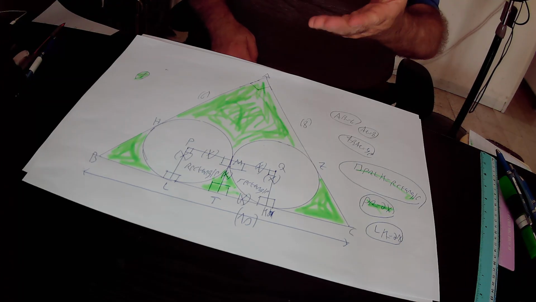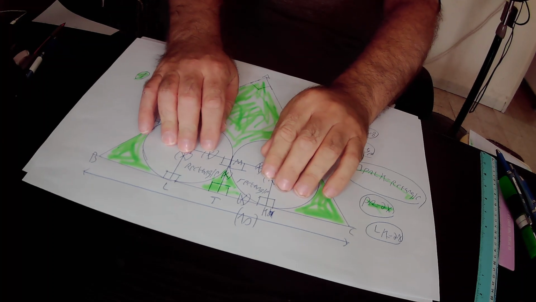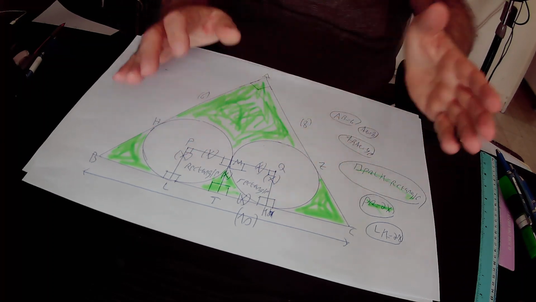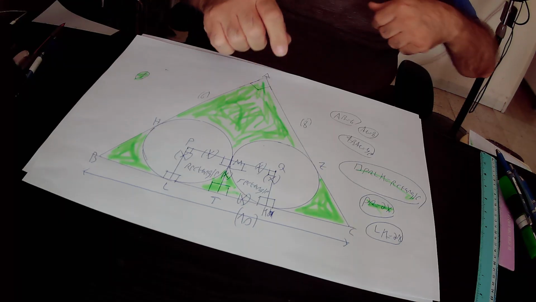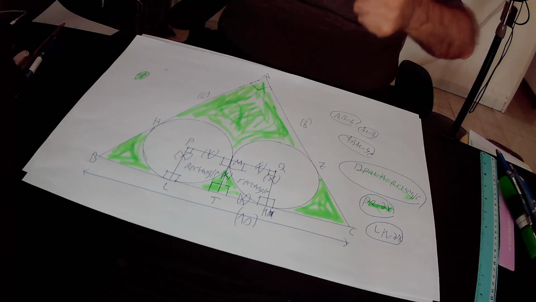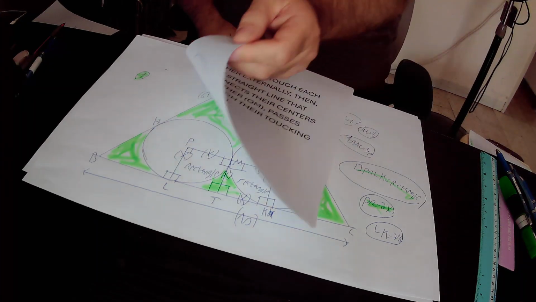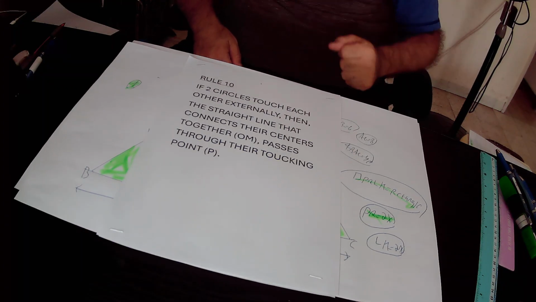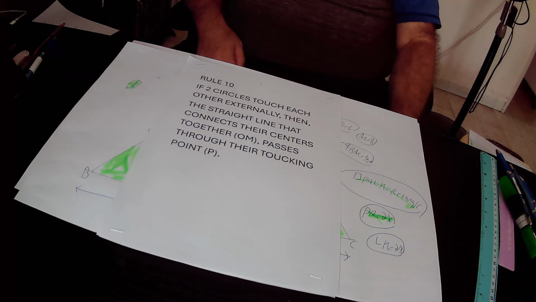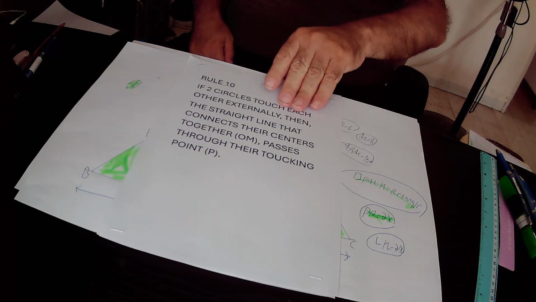So, here we can implement rule 10. Why? Because those two circles have an external arch between them at point M. That is to say, they touch each other externally at point M. Whenever you have an external arch between two circles, you can implement rule 10. Quick rule 10: according to rule 10, if two circles touch each other externally, then the straight line that connects the circles together passes through their touching point.